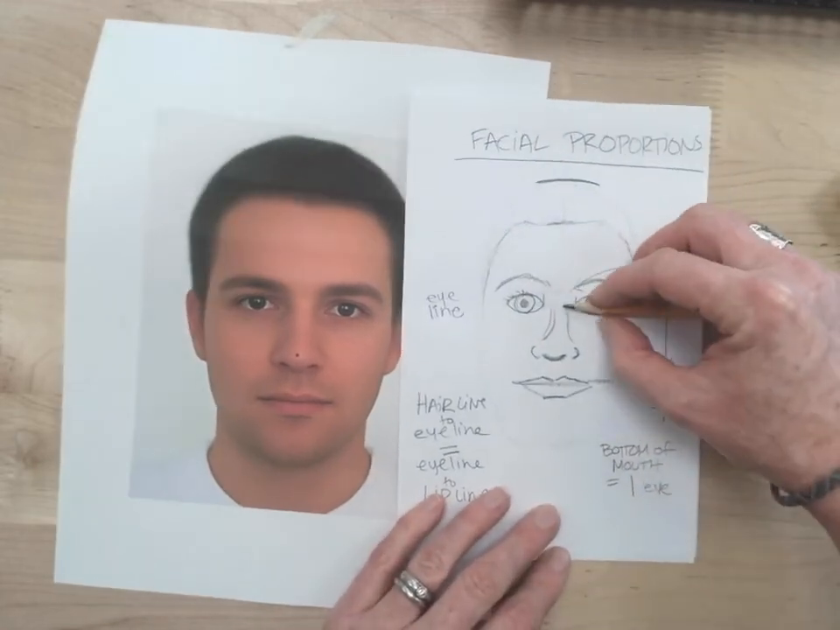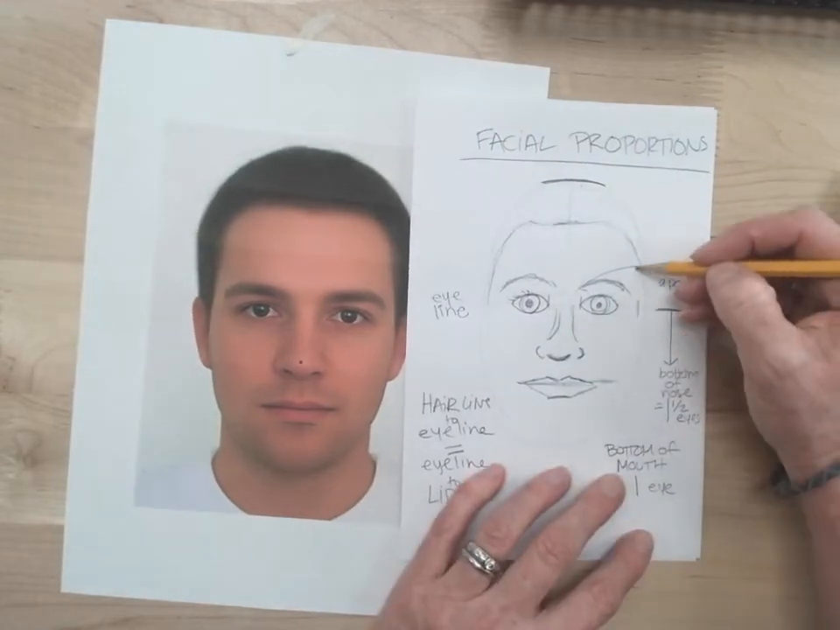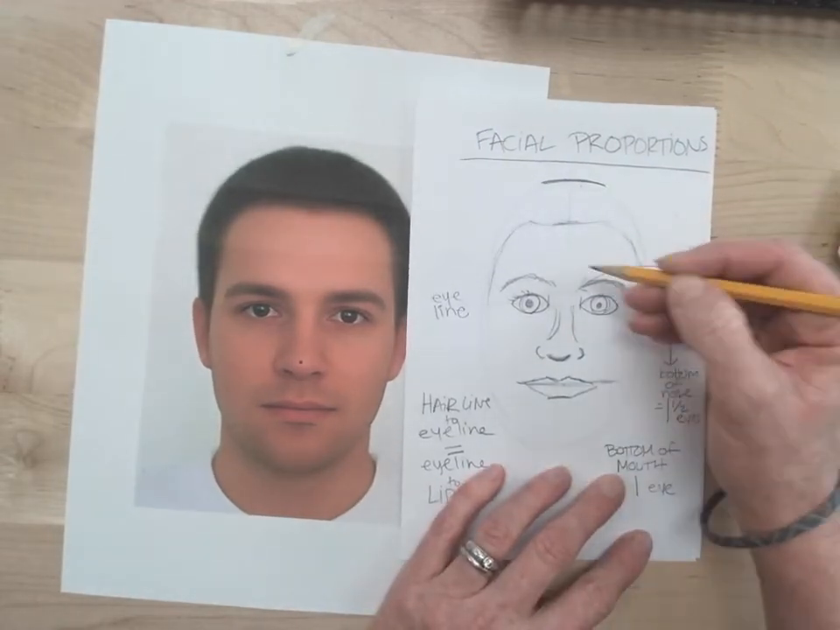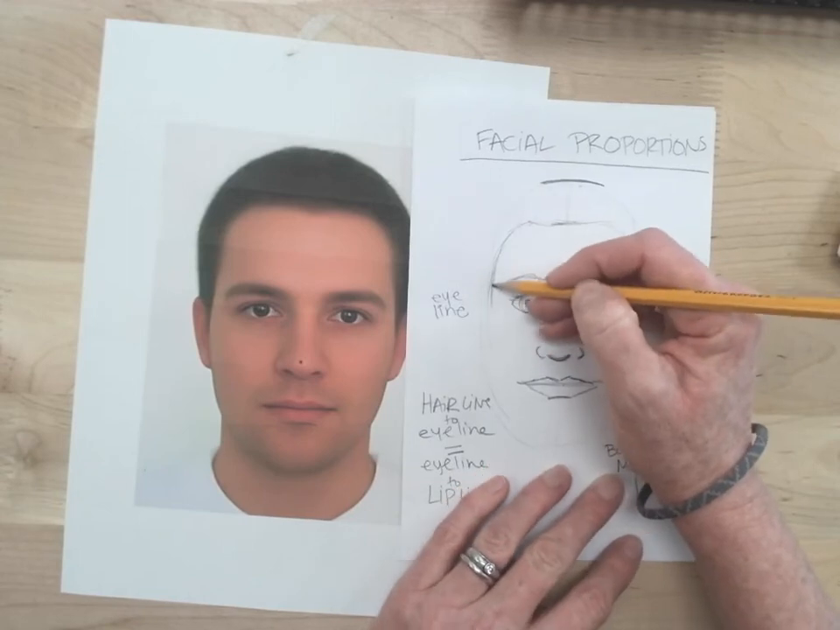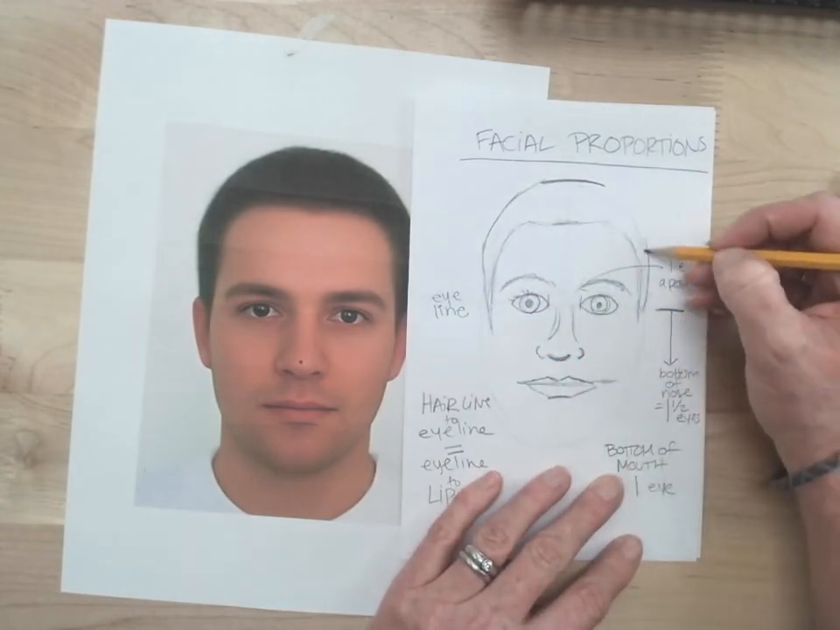I'm going to make a measurement on my paper, half an eye. That puts it more or less here, is the edge of his face where his hair is coming down. So I'm going to draw that in. I'm going to finish off his head shape.